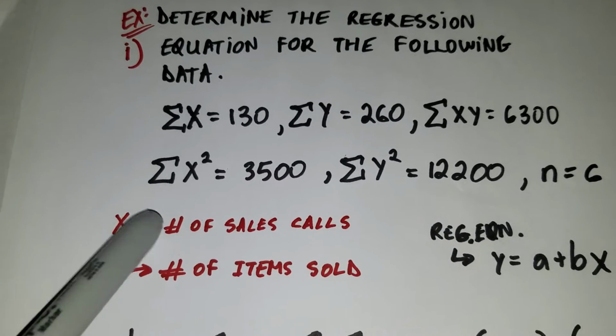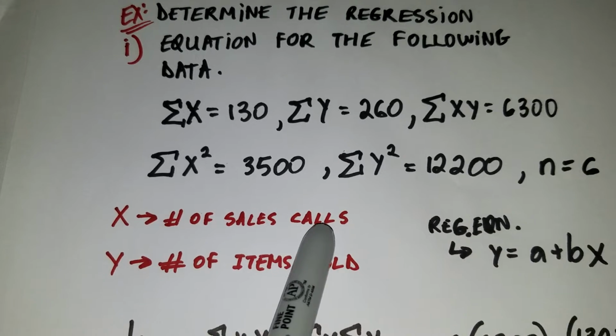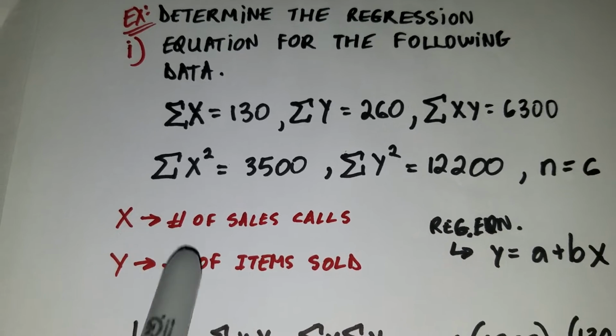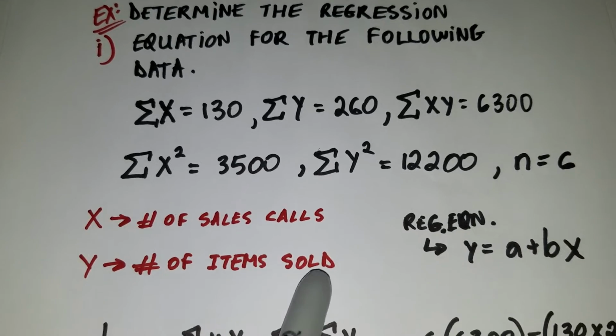Now remember the two variables that we're dealing with. The variable x is called the number of sales calls, and the variable y is the number of items sold. So keep that in mind.